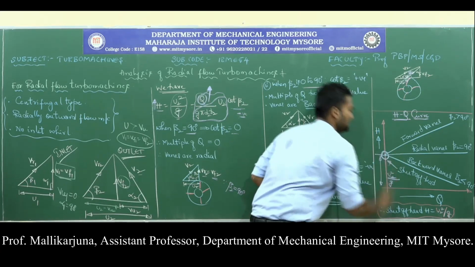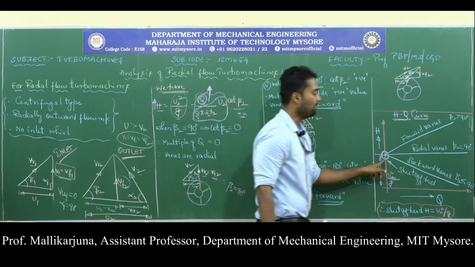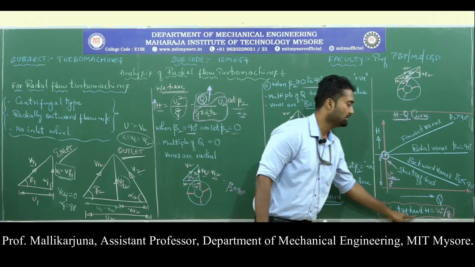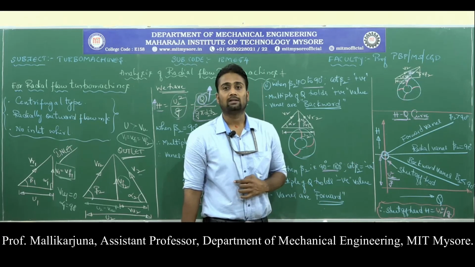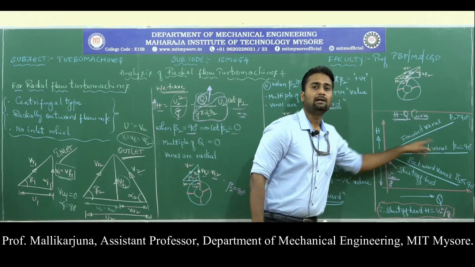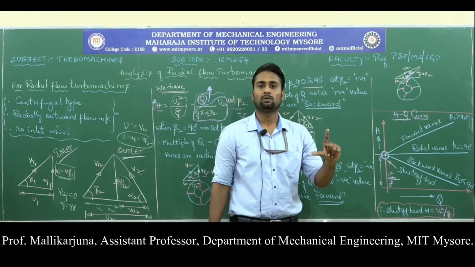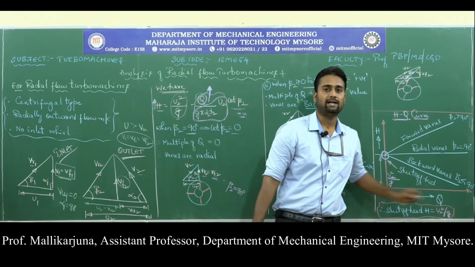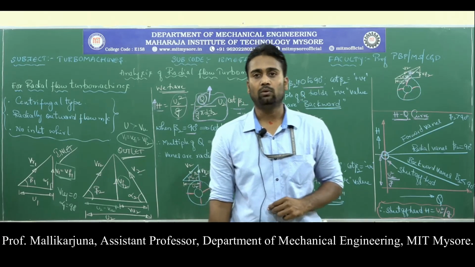square divided by g. This U2 square by g is called the shut-off head. That means the head at which the discharge is 0 is called the shut-off head. Shut-off head H is equal to U2 square by g. This exists when Q is 0. That means at this point the vanes are radial vanes. When the vanes are radial, and still Q is 0, the value of H still exists, which is called the shut-off head. So this is what regarding the analysis of radial flow turbo machines.